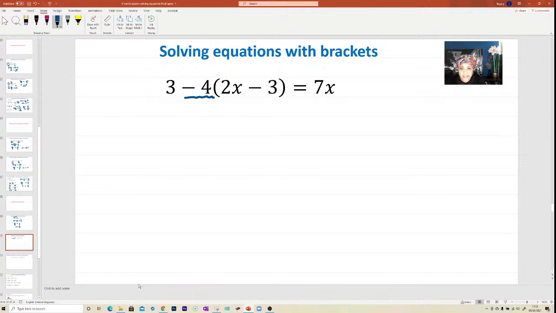There's the road. So we have a 3. Okay, and then this negative goes with 4. Okay, so negative 4 times 2x.